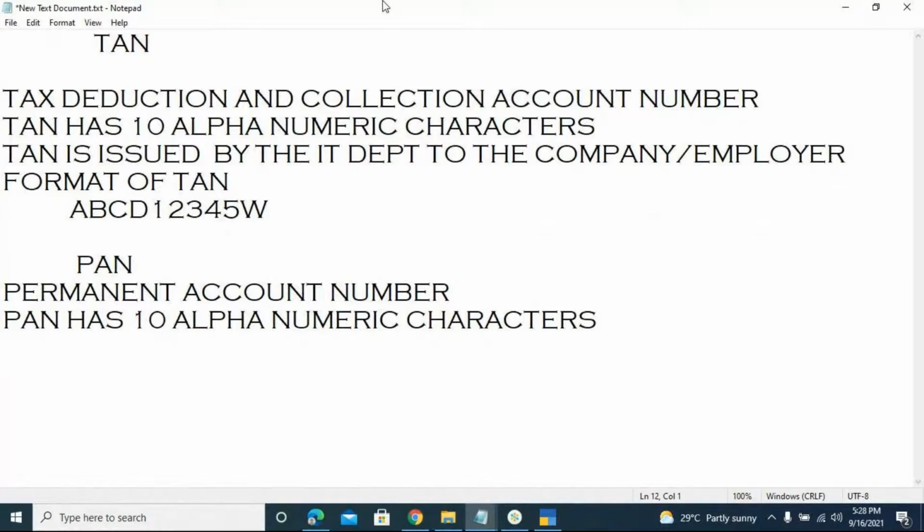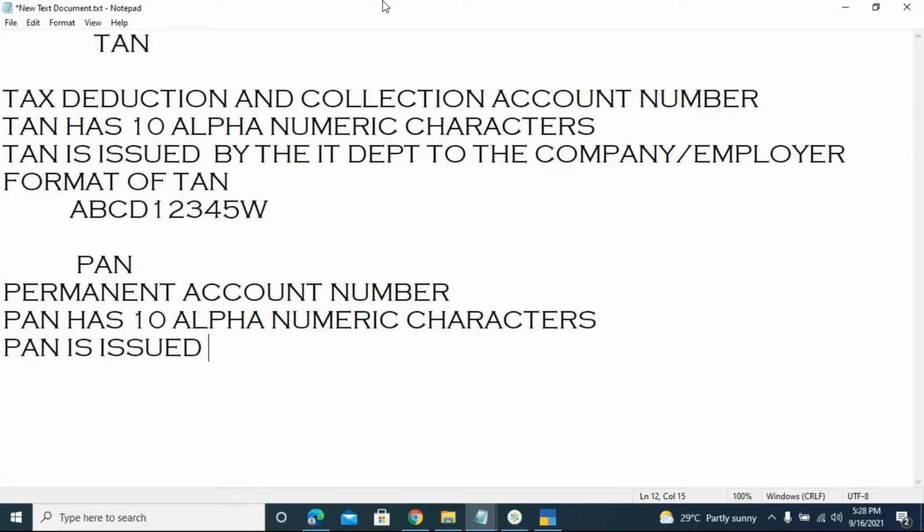But what is the difference between TAN and PAN? PAN is issued by the NSDL, National Securities Depositories Limited. If you have your PAN card, just flip it over and see the back side. It will say, if undelivered, please return to NSDL. Yes, it's issued by the state, of course, the income tax department, but NSDL is the first.